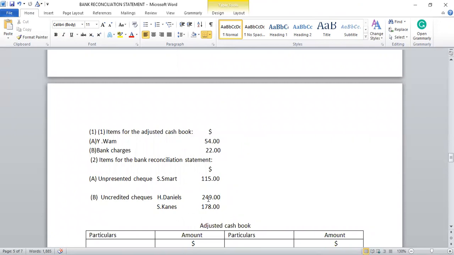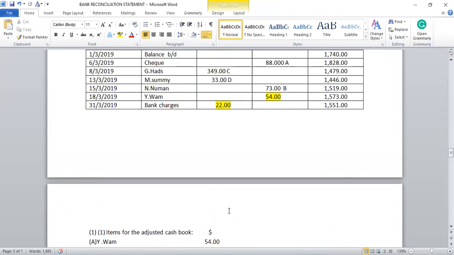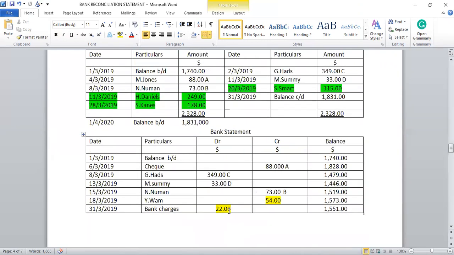The uncredited, $249, and S-Kings, $178. That's it. This one, you have received it, and by the bank, if not received it, we have debited it, then the $249, S-Kings, $178. We have debited, the bank is supposed to credit, if not credited. So we say it's uncredited deposit. We add it up.